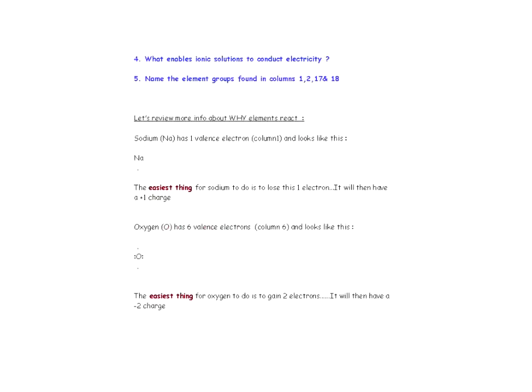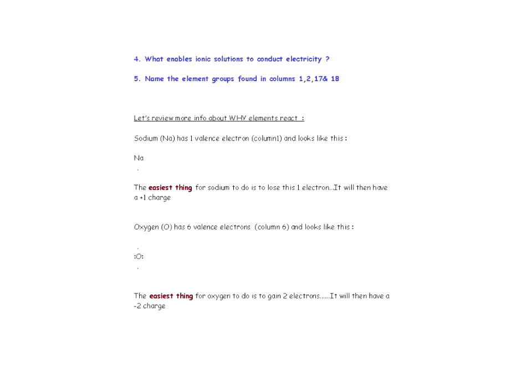Okay, so a couple questions for you guys. First question, number 4 here. What enables ionic solutions to conduct electricity? What do they break down into in the water? That's right, they produce ions which have chemical charges.